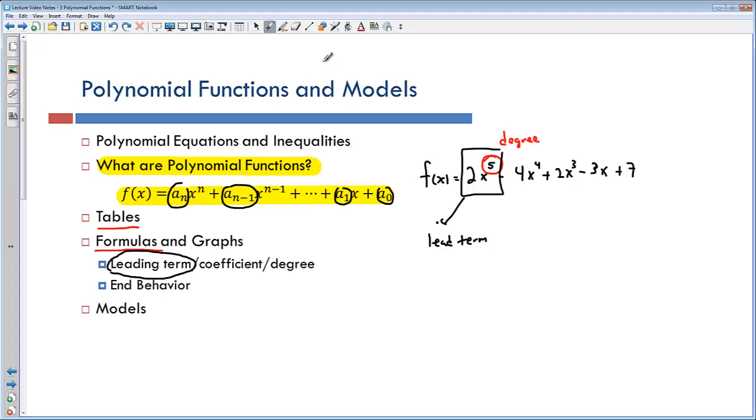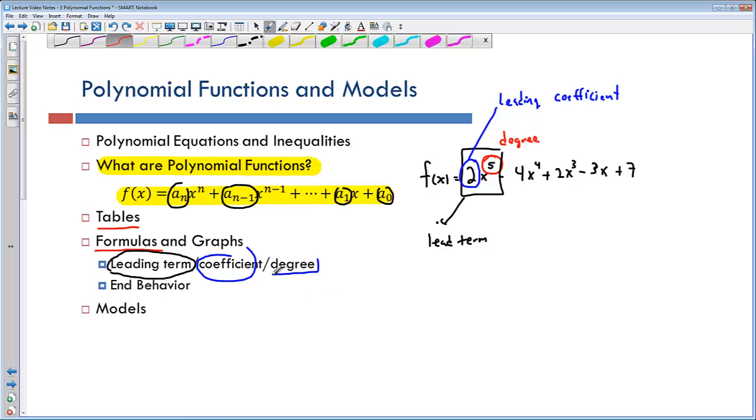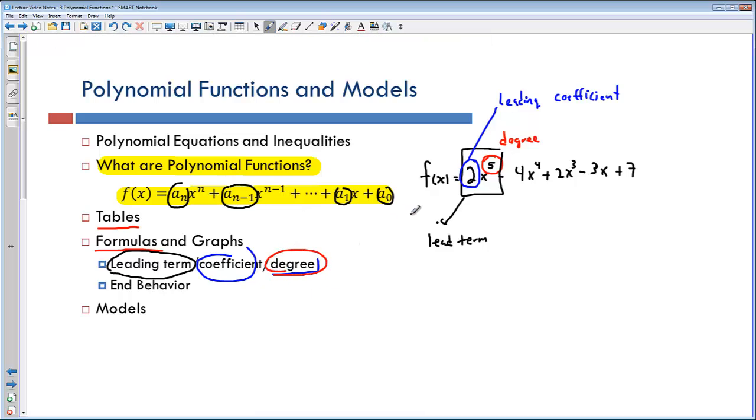And then the leading term has what's called a leading coefficient. And so in this example, the leading coefficient is just the number 2. And it actually tells us some important information about the function, which we'll talk about in a minute. So that's the leading coefficient. And of course, we have the degree, which we already talked about. I did that in red, so let's just circle that in red. And the degree is the power on the leading term here. It's just the biggest power in the polynomial.